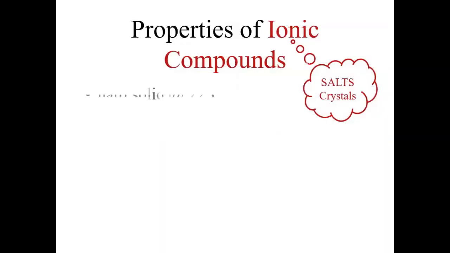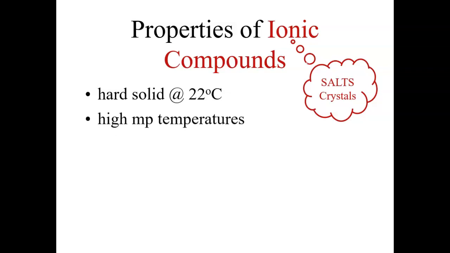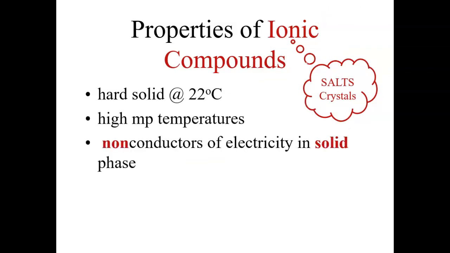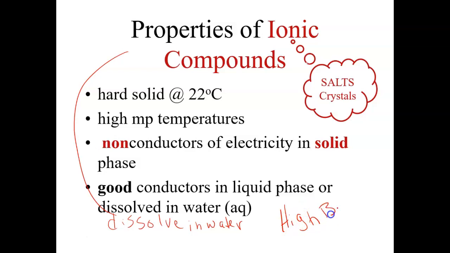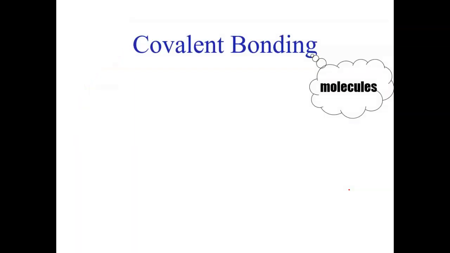So, properties of ionic compounds. They're hard solids at 22 degrees Celsius. They have high melting points. They are non-conductors of electricity in solids. However, when they are dissolved in liquids, they are very good conductors of electricity. Make sure you write these properties down. They also dissolve in water, and there's one other thing: high boiling points.